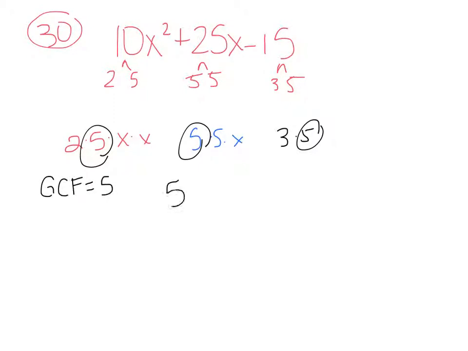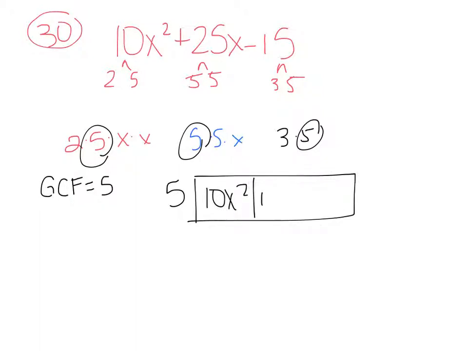So I'm going to take a 5, put it outside a rectangle, and put my 10x squared plus 25x minus 15 inside. And I want to find out what is going to go on the bottom of my rectangle. So we're working backwards, and basically we're dividing each of them by 5. So what times 5 is 10x squared? Well, it's going to be 2x squared. What times 5 is 25x? Well, that's 5x. What times 5 is negative 15? That's going to be a negative 3.